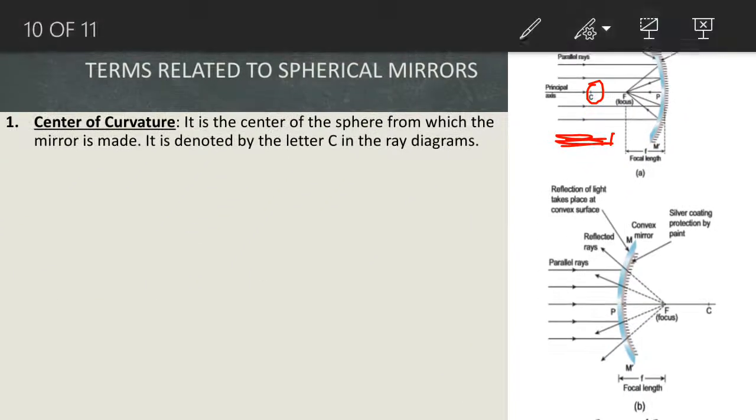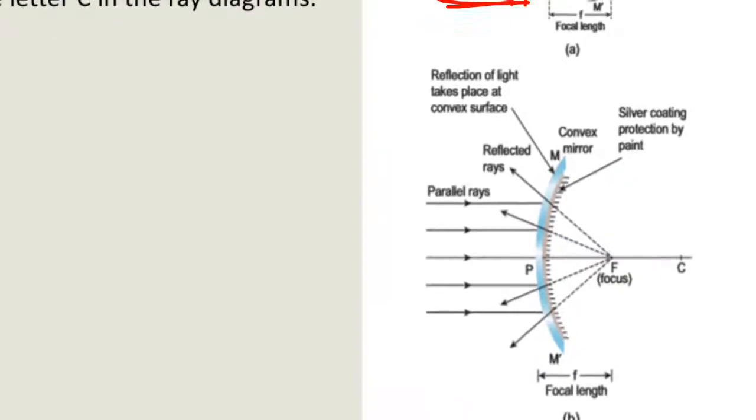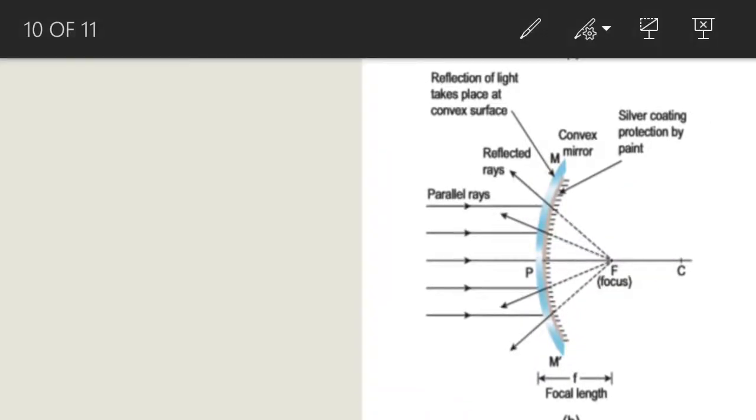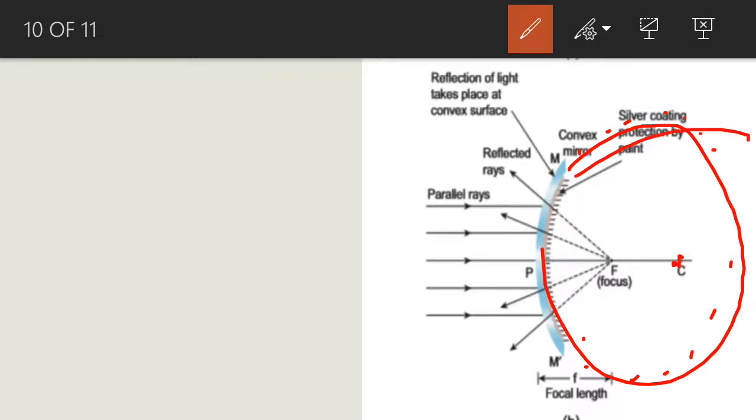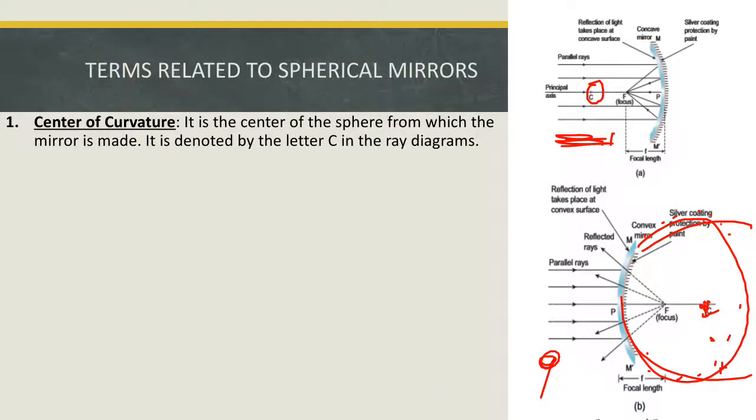But if you see in the case of convex mirror, here, the sphere, if you form it, will be this side, right? The sphere which I have drawn is wrong. Yeah, the center will come on this side. So in this case, this is the reflecting surface and the center of curvature is here on the other side. So the reflecting surface will not be on the same side as the center of curvature. In the case of concave mirror, the center of curvature will be on the side of the reflecting surface. In the case of convex mirror, the center of curvature will be on the other side of the reflecting surface.